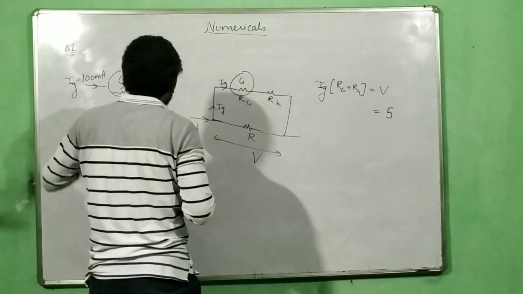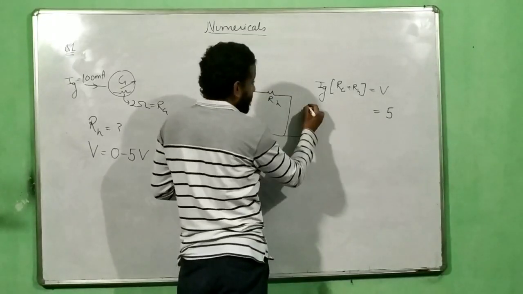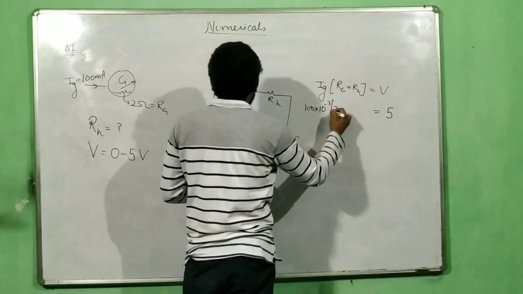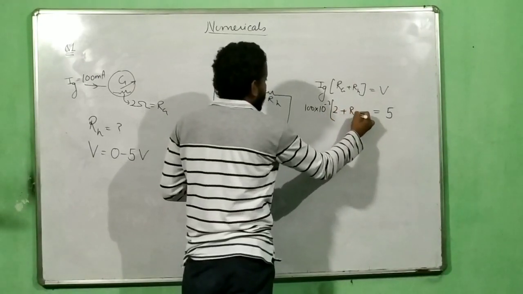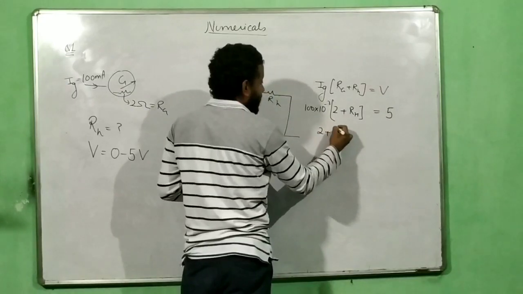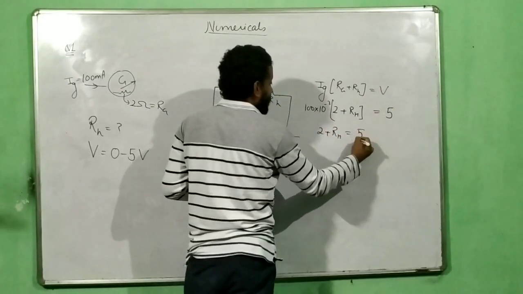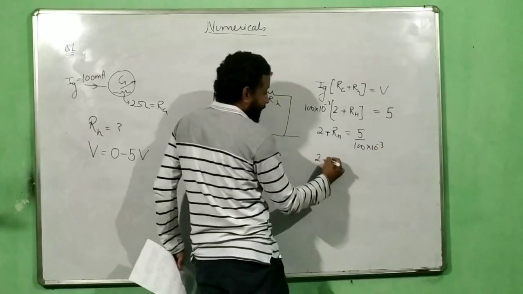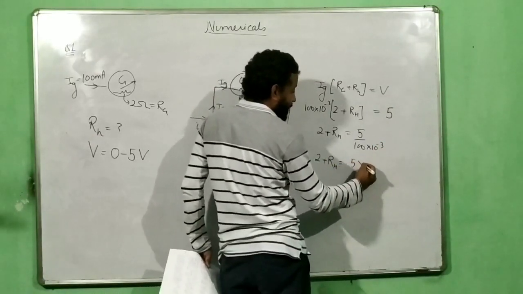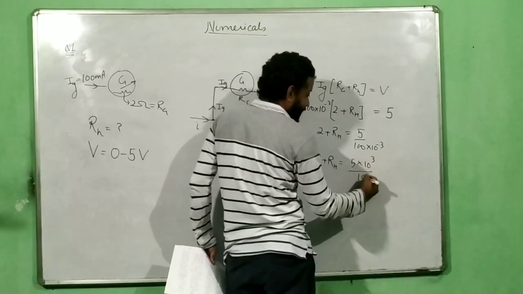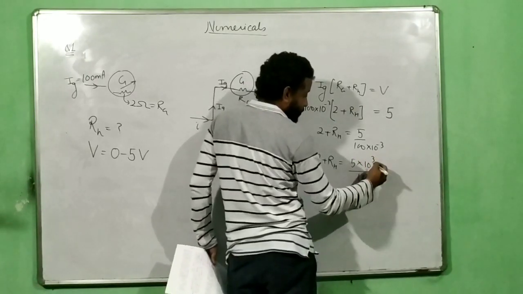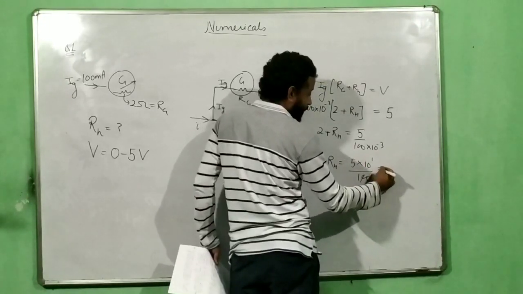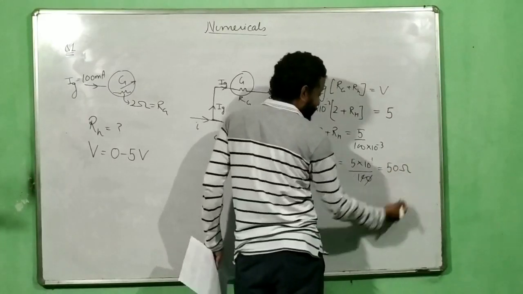Ig, what is the safe current? 100 milliampere. 100 milliampere means 100 into 10 power minus 3. Rg is 2 ohm plus Rh, that I need to find out. So 2 plus Rh will be equal to 5 divided by 100 into 10 power minus 3. So 2 plus Rh will be equal to 5 into 10 power 3 divided by 100. So 2 zeros go out, so this becomes 1, and that is equal to your 50 ohm.